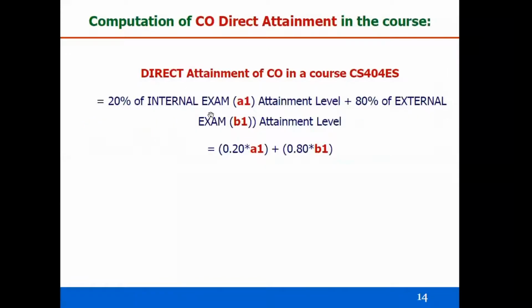Okay, now coming to the direct attainment of a course. Whatever course we have taken, CS 404E, and whatever the CO mapping, we discussed the same course is considered. Here you have to enter the course code. As for the direct attainment of the course, the formula is 20% of internal exam attainment level plus 80% of external exam attainment level, that is 0.2 into A1 plus 0.8 into B1. In the previous table, we already discussed this formula.